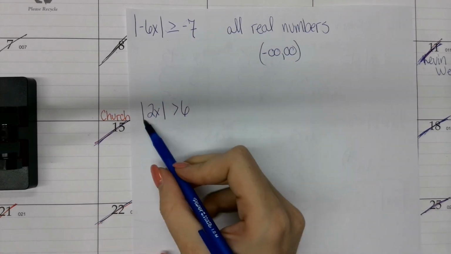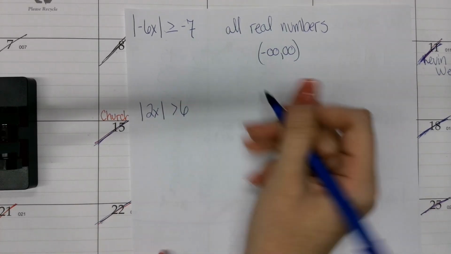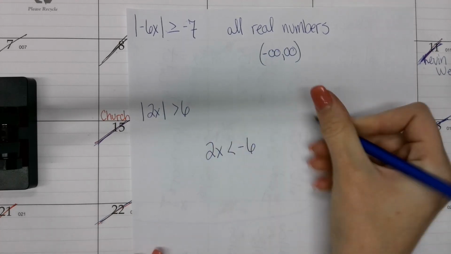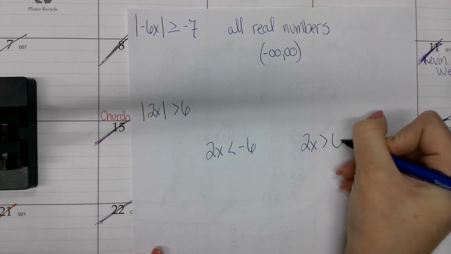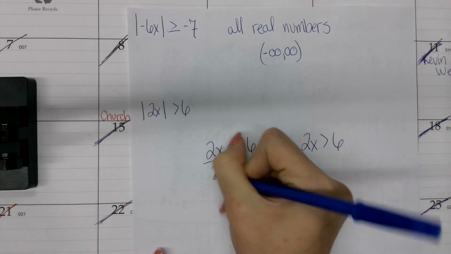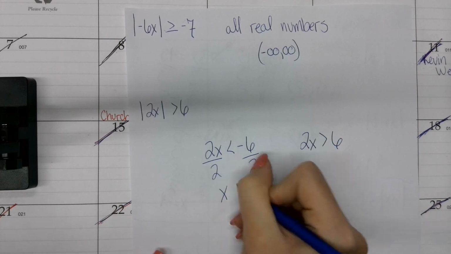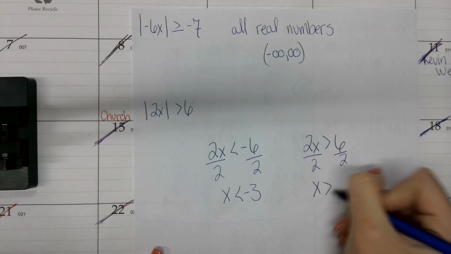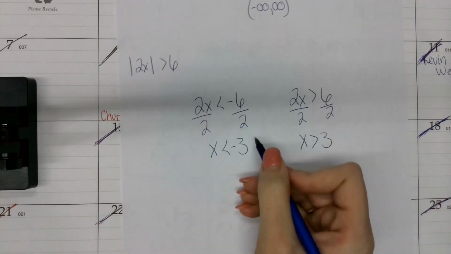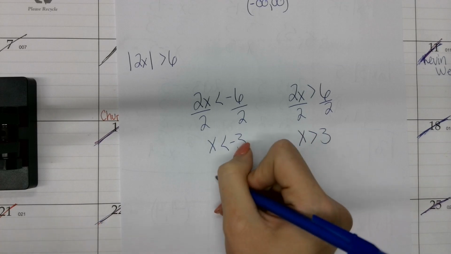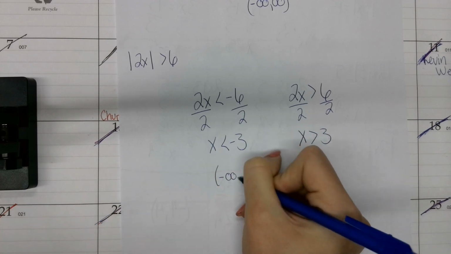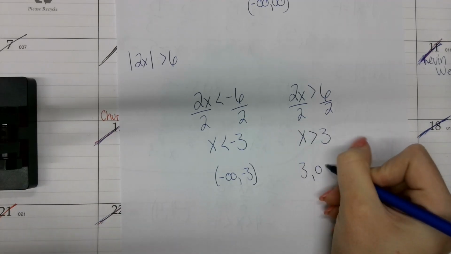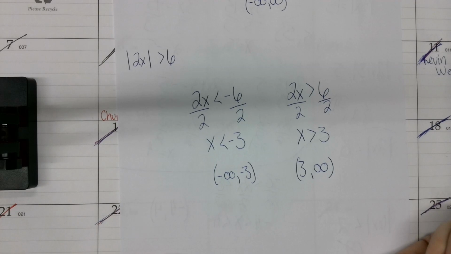Now this one is an absolute value that's greater than a number. So when it's greater than, we'd have 2x is less than negative 6 and 2x is greater than positive 6. Then we'd solve them both for x. This one, you have to pay attention to the signs you use. So when I go to write this in interval notation to make the answer, this one would be negative infinity to negative 3, and this one would be 3 to positive infinity, parentheses, because it's not equal to.